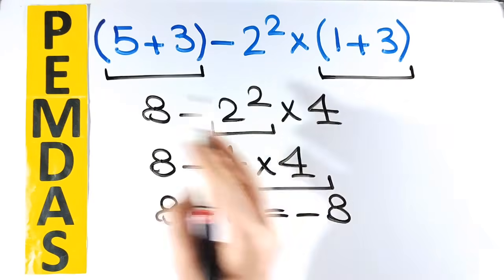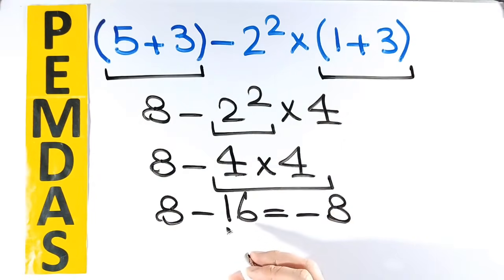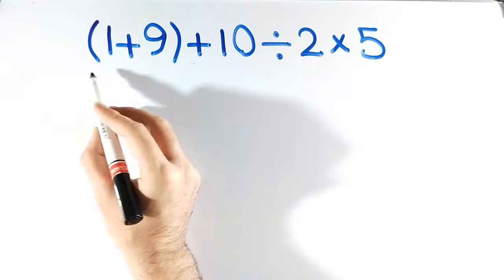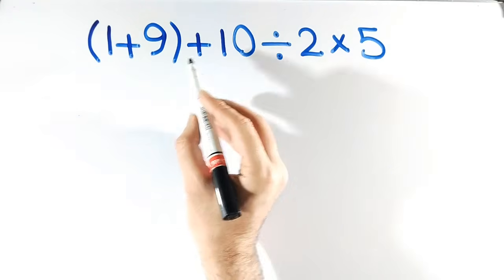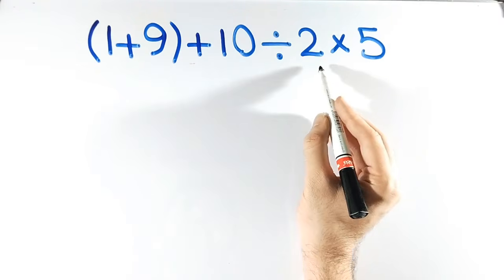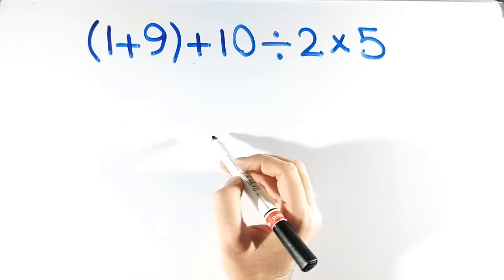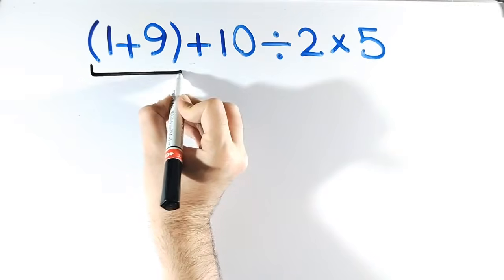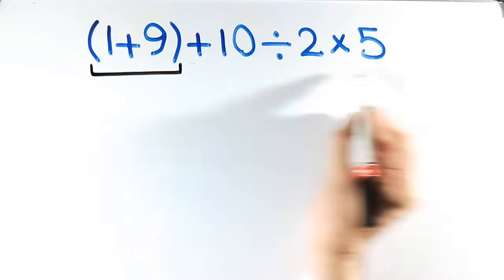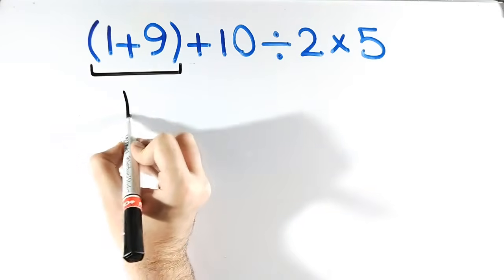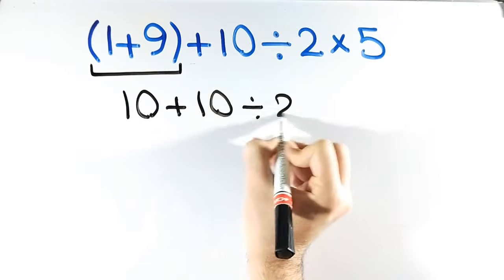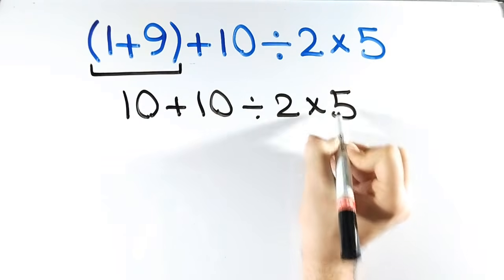Okay, now let's solve the final math question together. What is the value of the expression 1 plus 9 inside the parentheses plus 10 divided by 2 multiplied by 5? Many people, when solving this question, first go for the expression inside the parentheses, and instead of this expression, they write 10 plus 10 divided by 2 multiplied by 5.